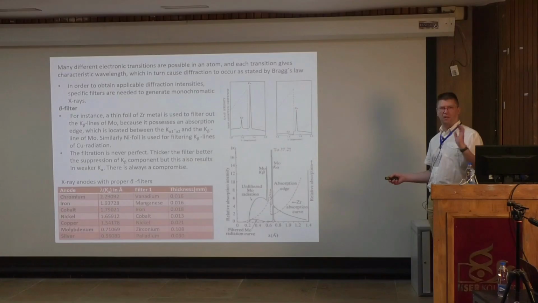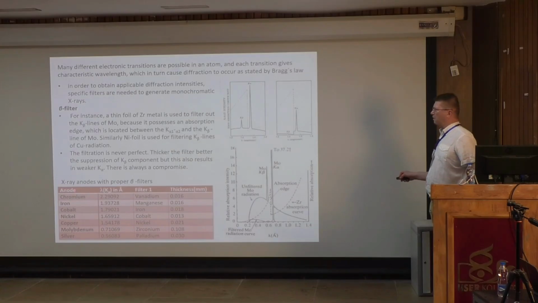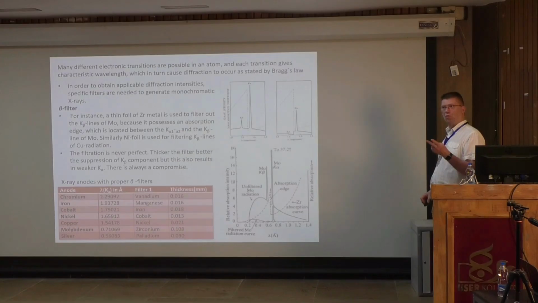This is a business done 100 years ago, to select this thing. If we are using, let's say, nickel, we can use cobalt as a filter. If we use copper, we use nickel. If we use molybdenum, we use zirconium. These are the anode materials, but we only use two in real life. We use either copper or molybdenum. So then we can use either a nickel or a zirconium filter.